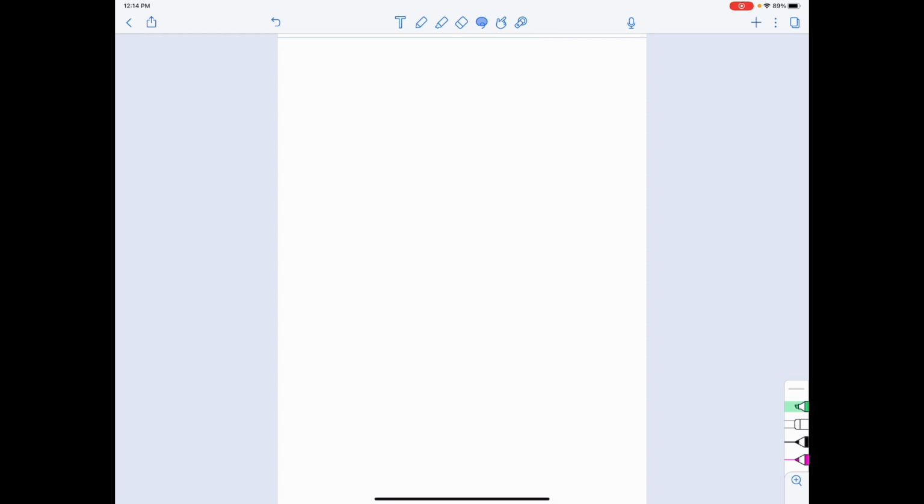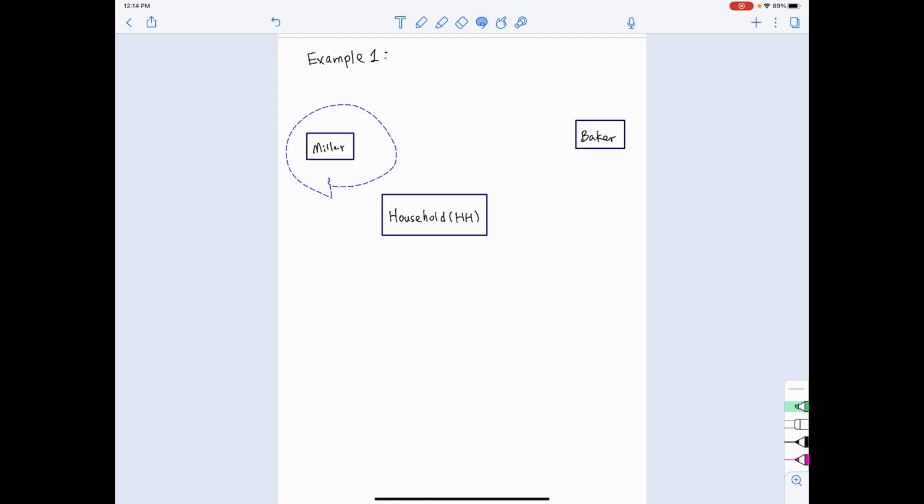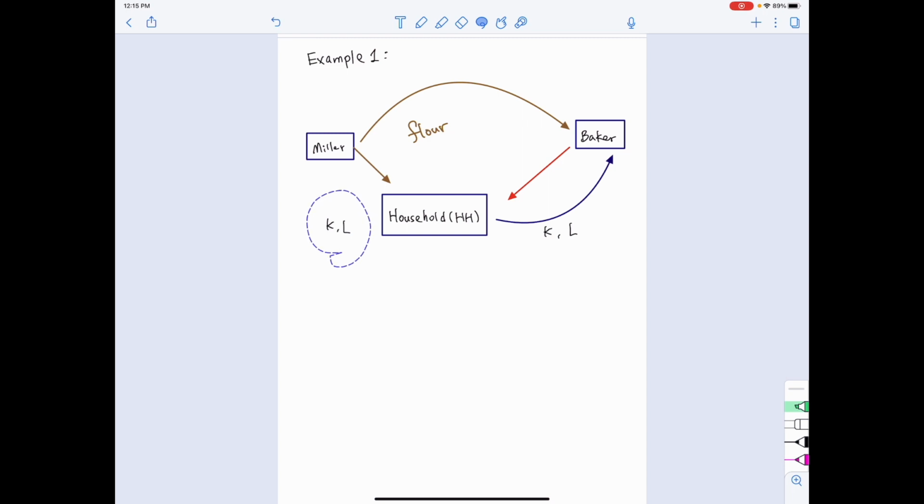Now let me show you two examples about how to come up with GDP using these three methods. In the first example, we have three agents in the economy. We have miller, we have baker, and we have households. And for the household, I abbreviate it as HH. The miller provides flour to the baker and the household, and the baker produces bread and sells it to the household. The household provides capital and labor to both the baker and the miller.